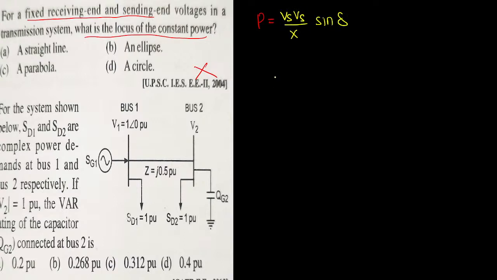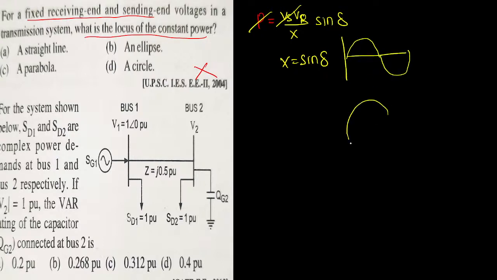Okay? So now what are they doing? They are maintaining the receiving and sending end voltage as constant. Power also constant. They only told constant power locus. So from this I can say X equals sin delta. These are all the variable quantities. Sin delta will follow what? It is a circle, 0 to 180 positive, 180 to 360 negative. You will get the complete circle. So it will follow a circle. That's all. The correct answer is option D. But you can skip it, as I told you, this is not in your syllabus.